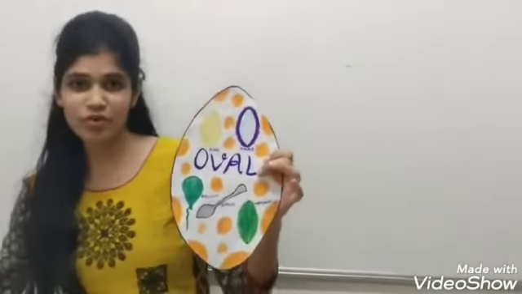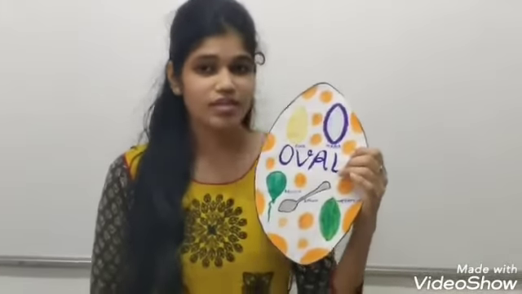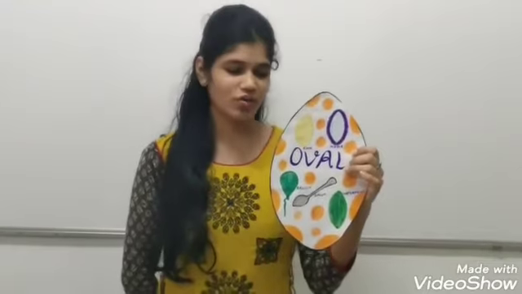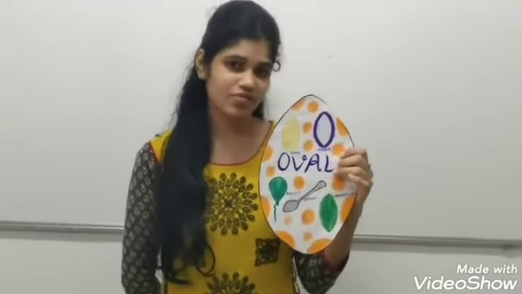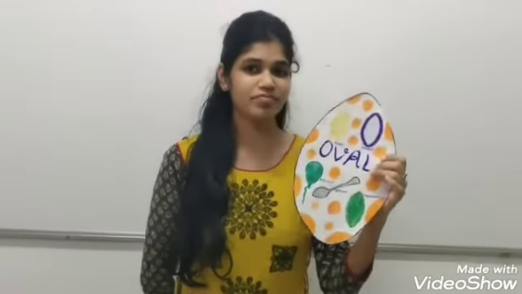Now what we will do? We will sing a rhyme for oval. His name is Olive the Oval. Olive the Oval. Okay. So let's start. Sing with me. Okay, my kids.